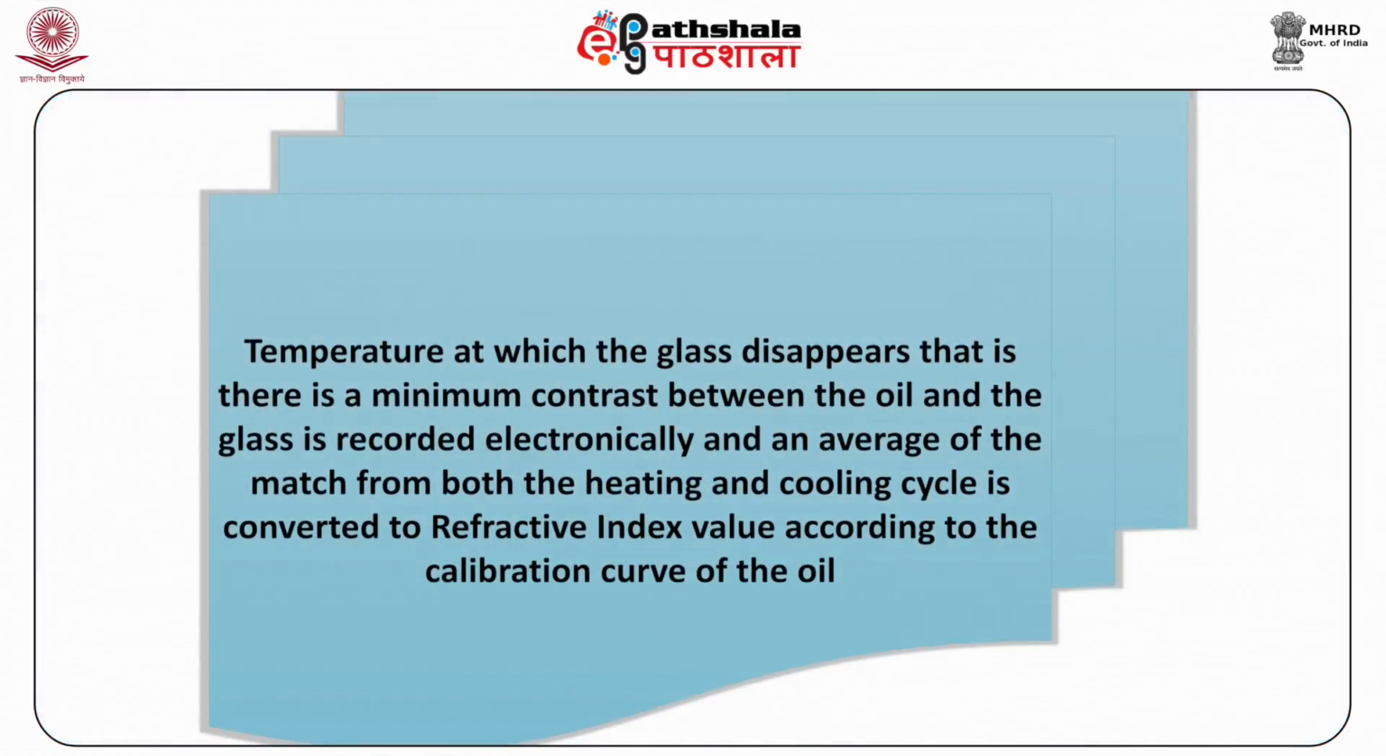The temperature of the glass is changed in a very controlled manner by using the hot stage. Now, the temperature at which the glass disappears, that is, there is a minimum contrast between the oil and the glass, is then recorded electronically, and an average of the match from both the heating and the cooling cycle is converted to refractive index value according to the calibration curve of the oil, which is known to us.